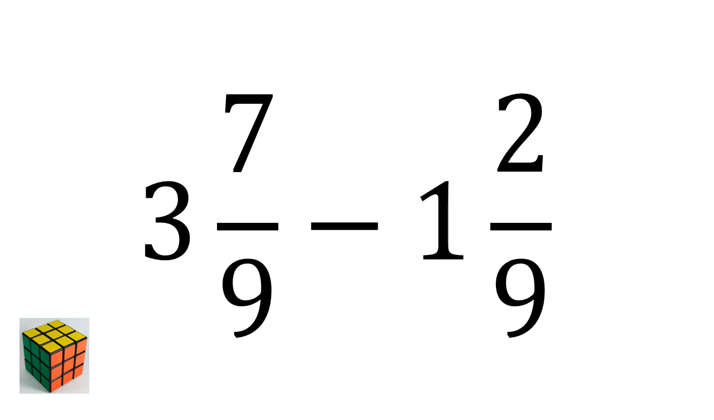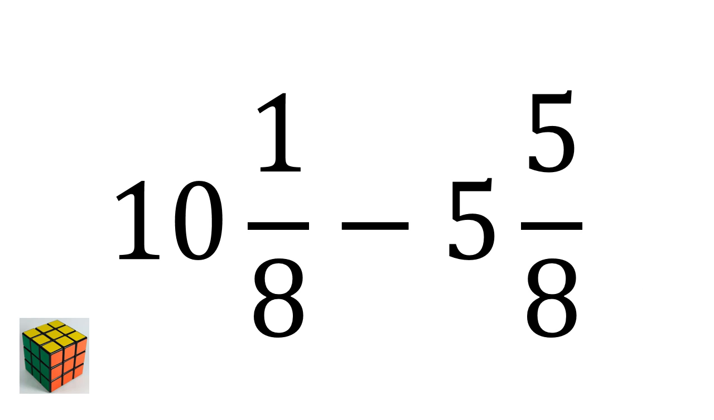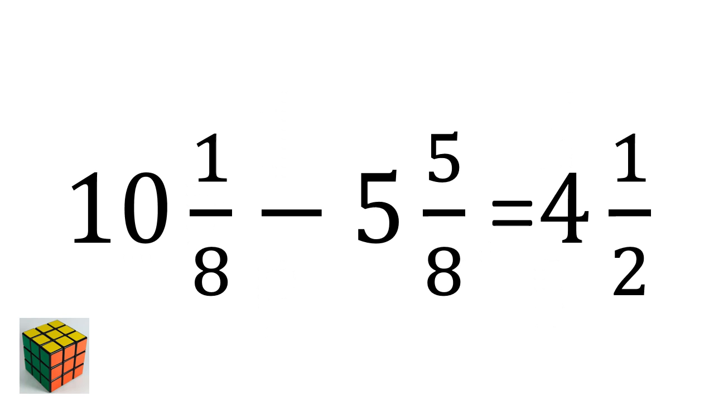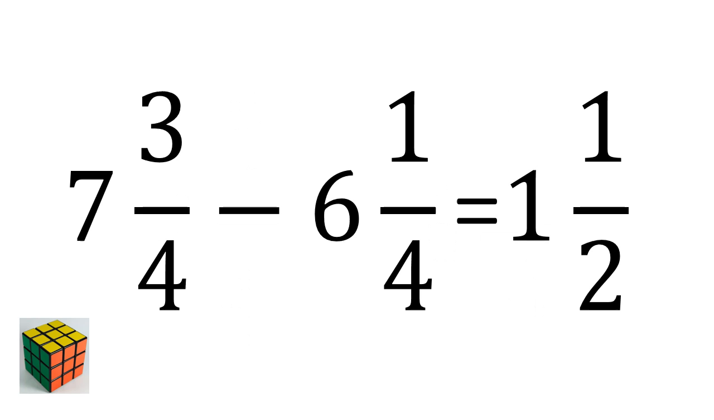3 and 7/9 minus 1 and 2/9. 3 and 7/9 minus 1 and 2/9 equals 2 and 5/9. 10 and 1/8 minus 5 and 5/8. 10 and 1/8 minus 5 and 5/8 equals 4.5. 7 and 3/4 minus 6 and 1/4. 7 and 3/4 minus 6 and 1/4 equals 1.5.